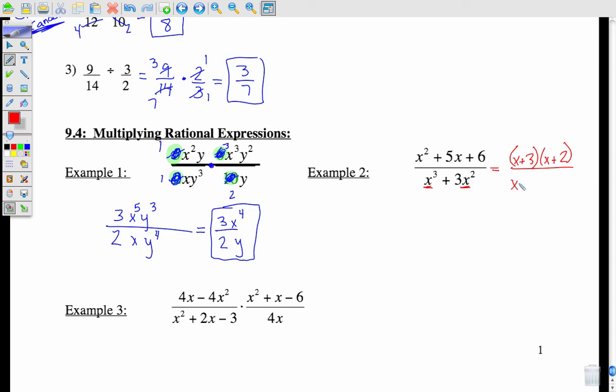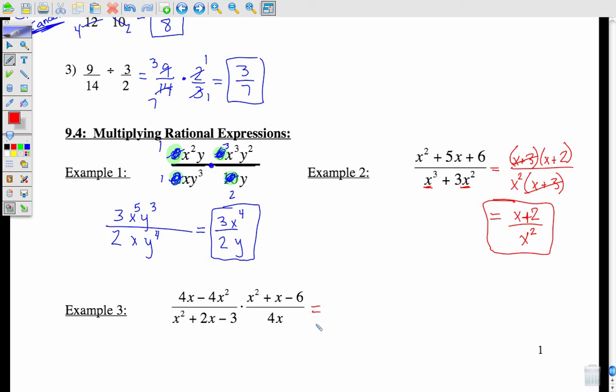On the bottom, this cannot be factored into anything, but this and this do have something in common, so I'm going to take that out. I'm going to take out an x squared, and I'm left with an x plus 3. Now that these are being multiplied, I can cancel things like this x plus 3 and this x plus 3 because those are the same. So my final answer here, I'm left with x plus 2 over x squared. You cannot cancel this x and x squared because of this plus symbol right in between here. So I am done. There's nothing else to be canceled.